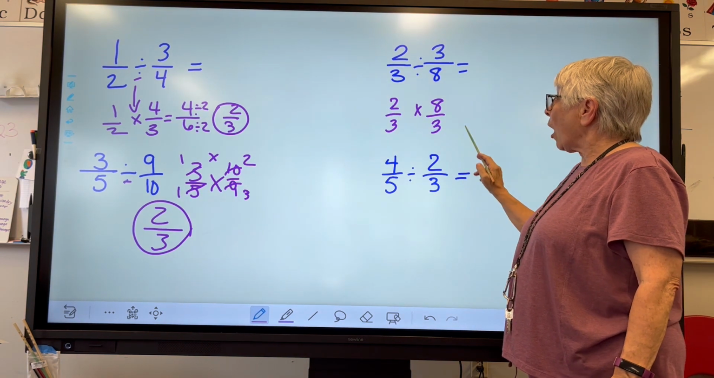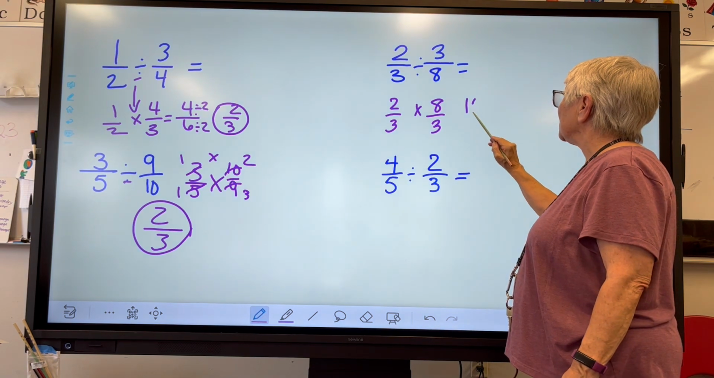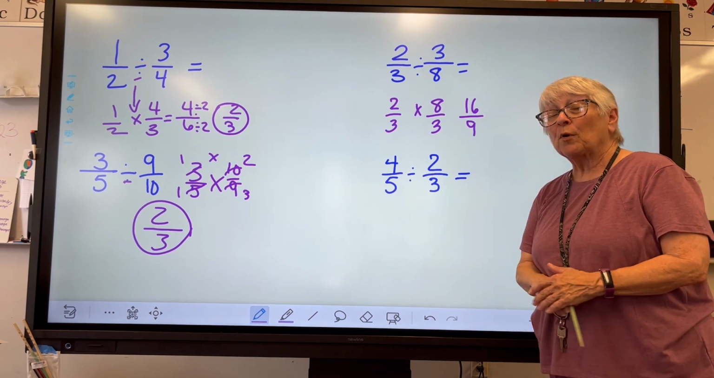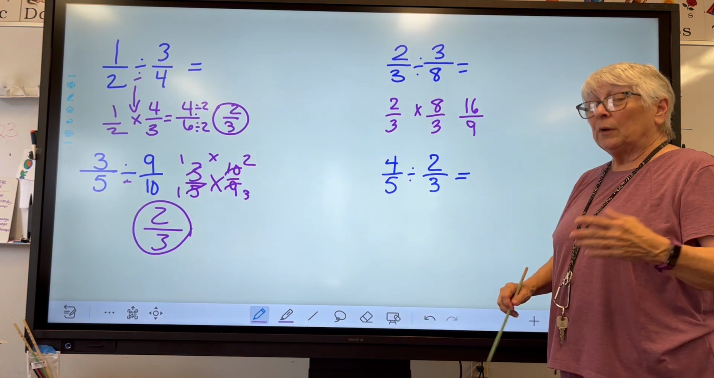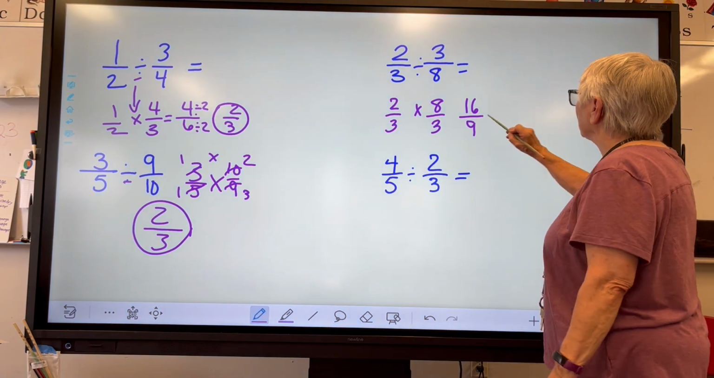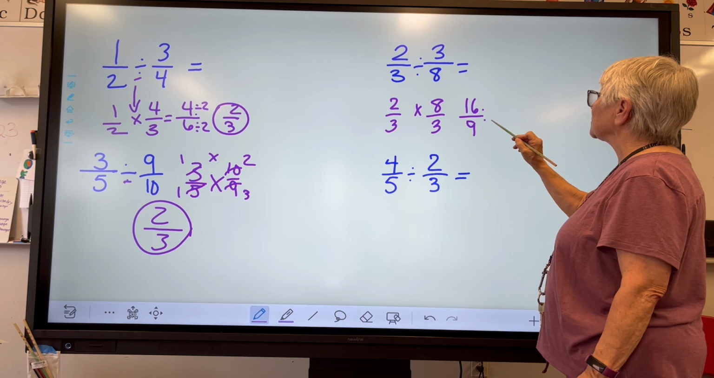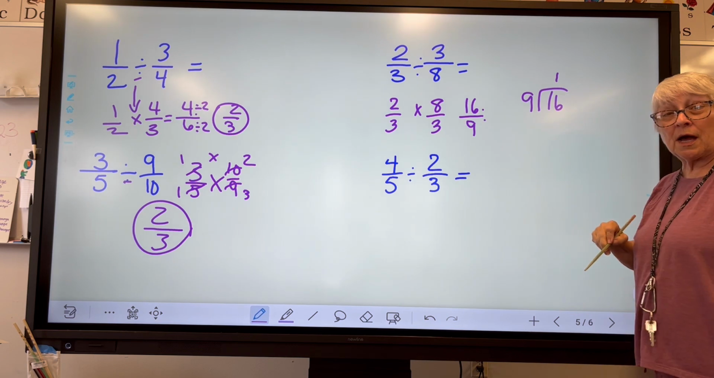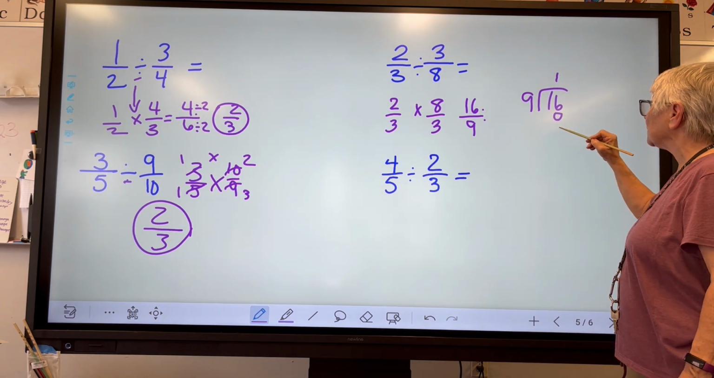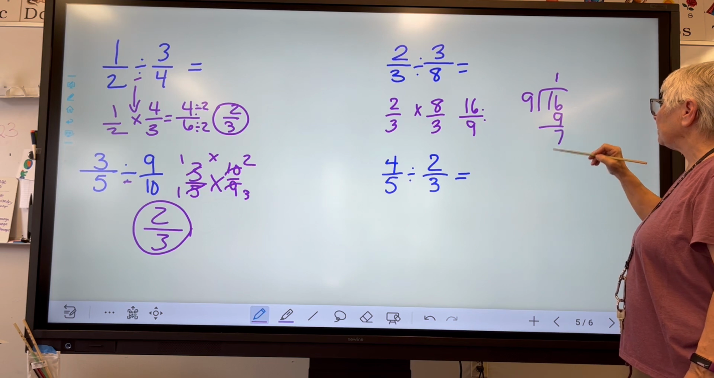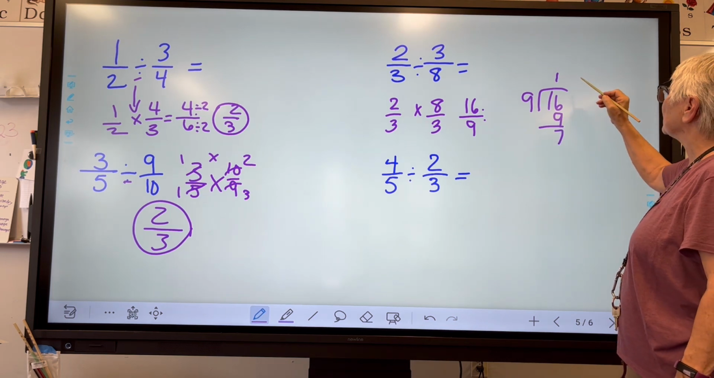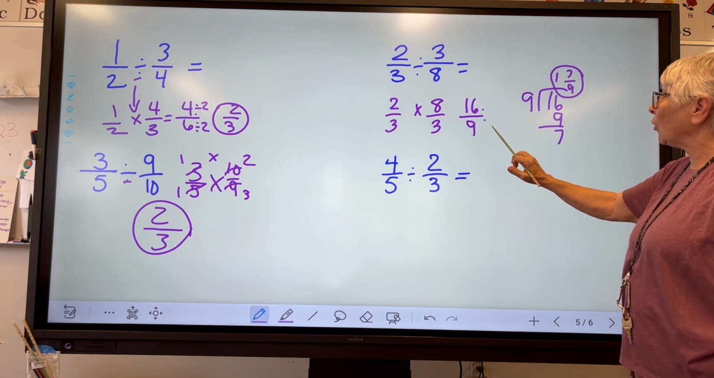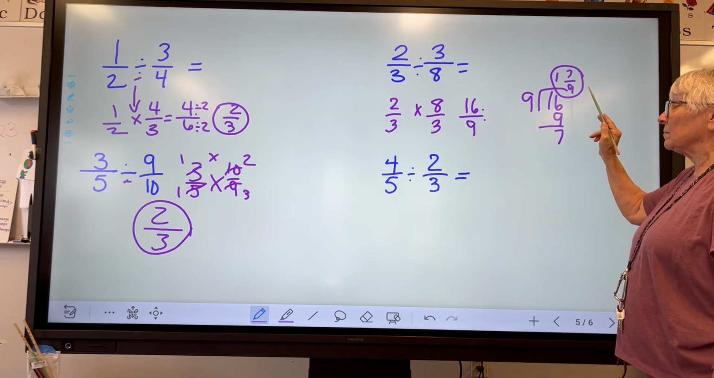So now I have 2 times 8 is 16, and 3 times 3 is 9. That's an improper fraction. Now we do have a video about improper fractions, but this is division. The fraction line is division. So that's 16 divided by 9, and 9 goes into 16 one time. 1 times 9 is 9. Subtract, you get 7. 16 minus 9 is 7. So you have 1 7/9. We don't leave it as an improper fraction. The answer becomes a mixed number.